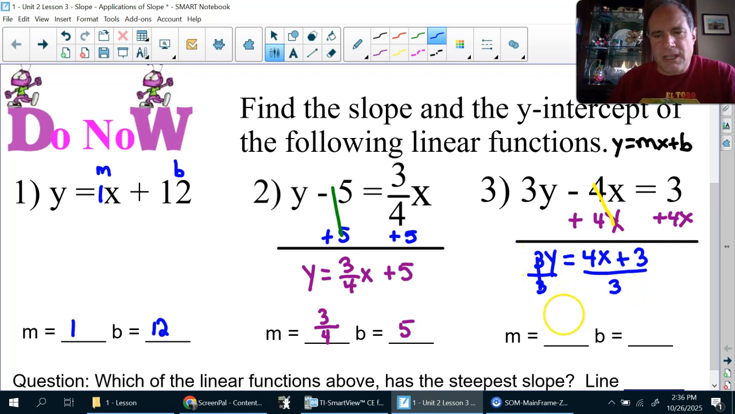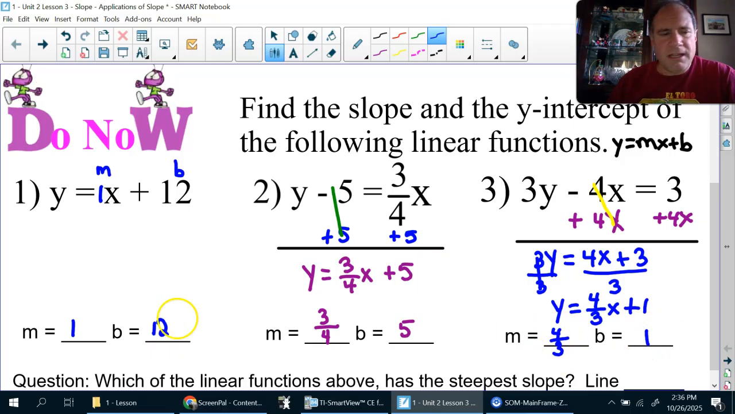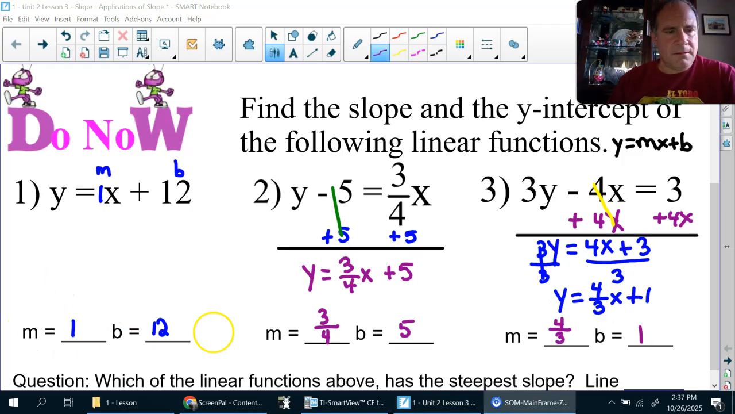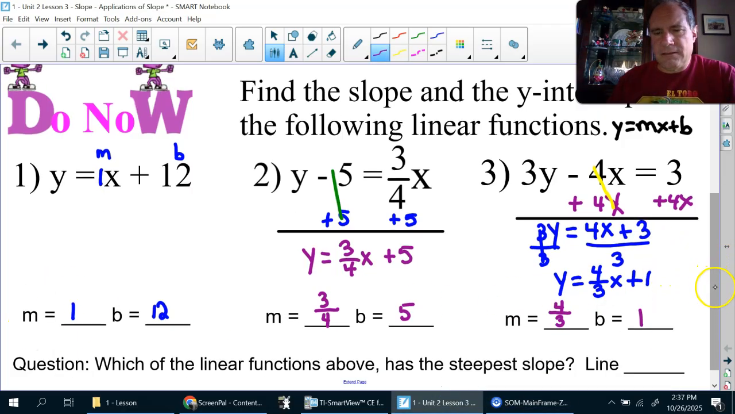This cancels, and then you get your y equals 4 divided by 3. Keep that fraction. Rise over run, 4/3. And 3 divided by 3 is 1. So the slope is 4/3, and the y-intercept is 1. And that is it. Just remember, you have to solve for y. To get the slope and the y-intercept, you must solve for y.